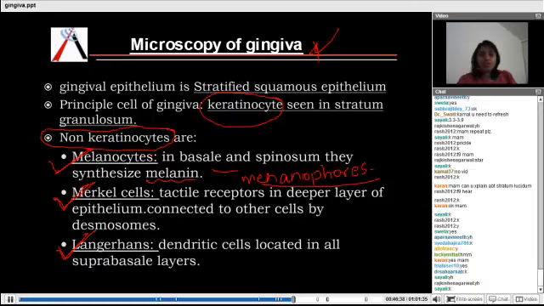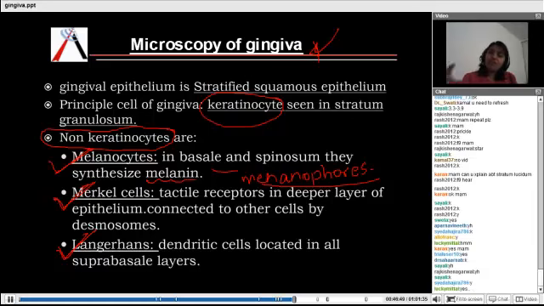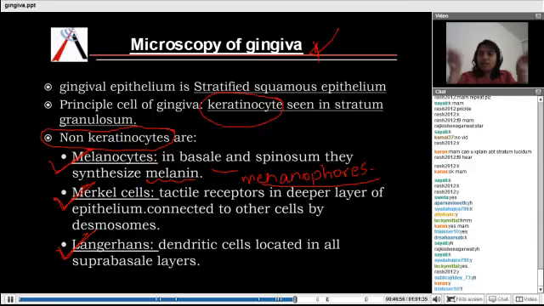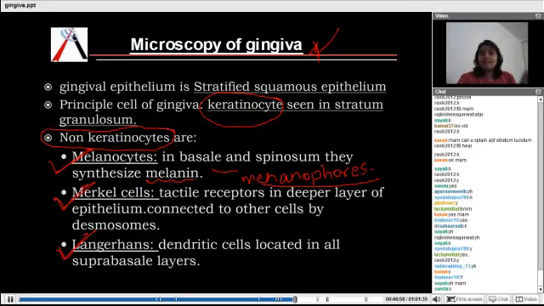Hope you get melanocytes. Then we have the Merkel cells. Merkel cells are again in the deeper layers of epithelium and they are connected to other cells. These are the tactile cells. They are modified nerve cells, you can say, and they have tactile perception. These Merkel cells are attached to the other cells as well and they sense the pressure.